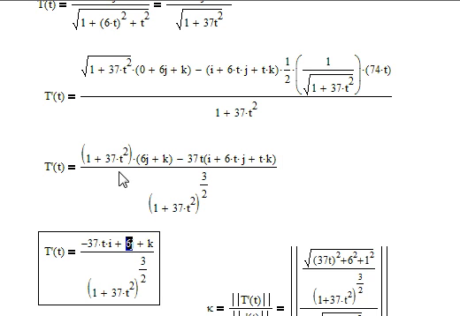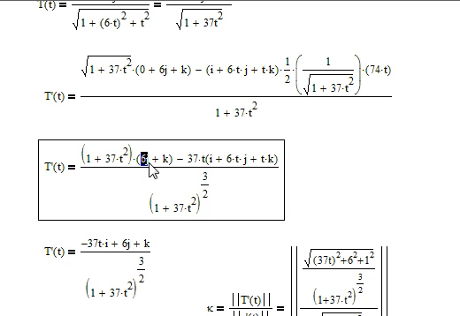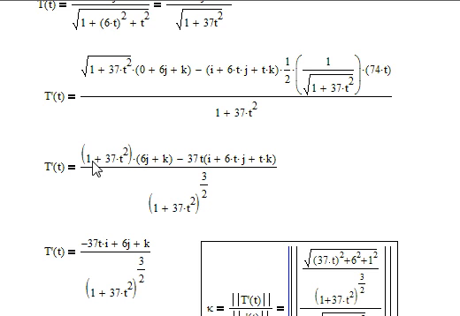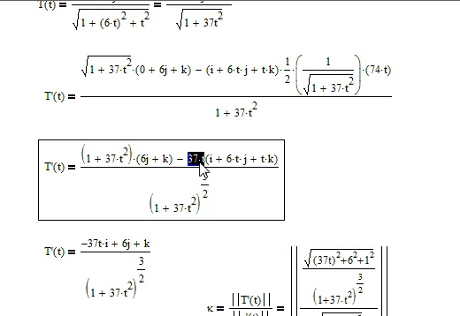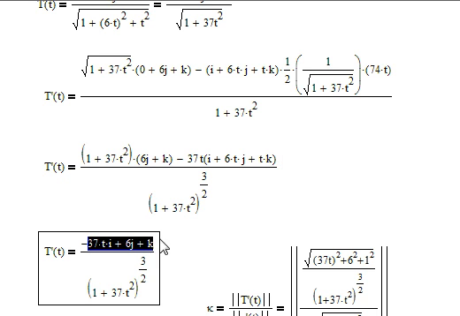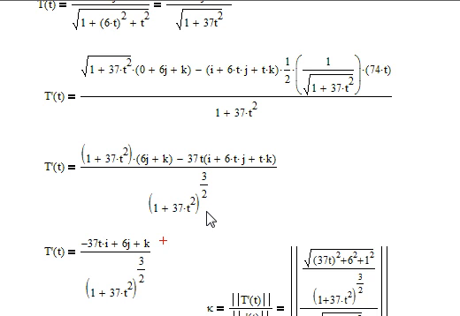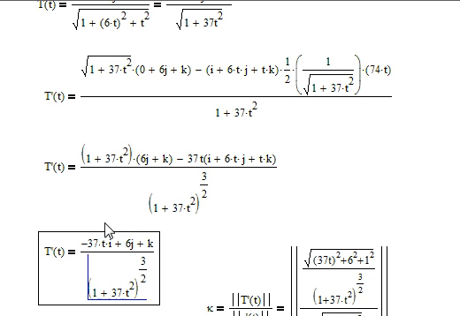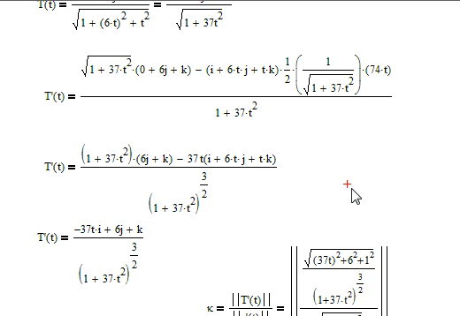So how do I wind up with this 6j? Don't forget this times 6j, so we got 6j, and then we have 1 times k, and then we have 36t squared times k, and then here we have 37t squared times k, and here we have negative 37 times t squared k, so they cancel out, but we still have this 1k. How about that? So that would be correct. That is a simplified version of T prime of t.